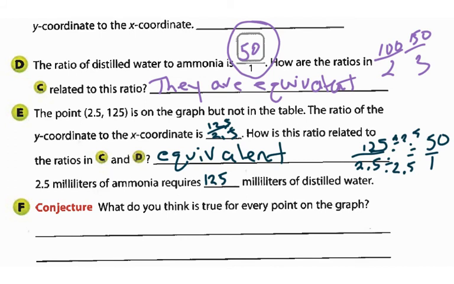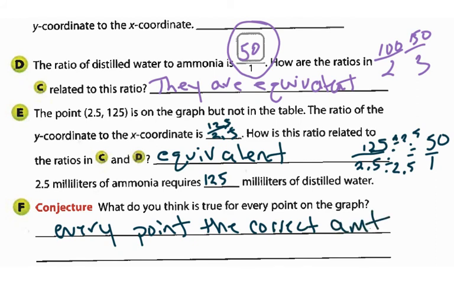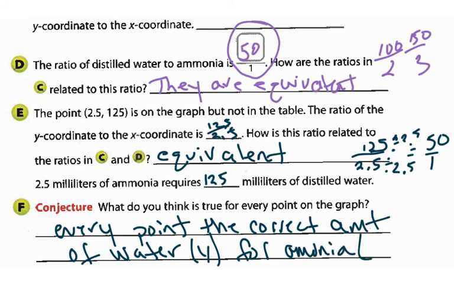Well, every point shows the correct amount of water, and that is your Y. For ammonia, that is your X.